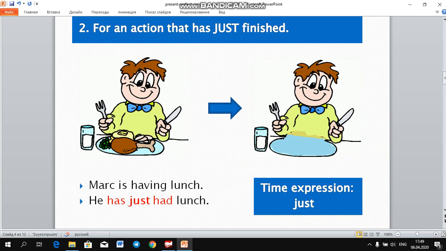Next one, for an action that has just finished. We use the present perfect tense for an action which happened in the near past. It has strong connections or effects to the present. For example, I have broken my arm. It still hurts. Or another example, look at the picture. Mark is having lunch. He has just had lunch. In this situation, we can use the time expression just.